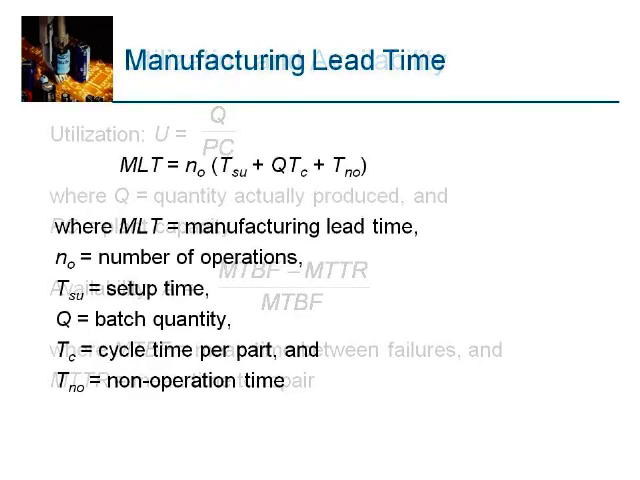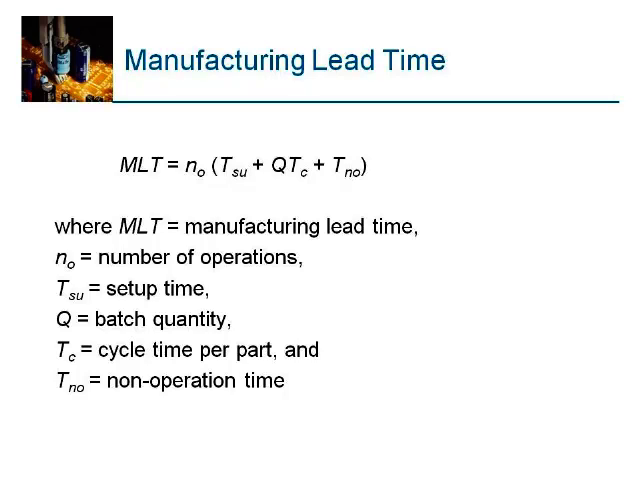And mean manufacturing lead time MLT is equal to NO into TSU plus Q TC plus TNO. This is a very popular equation. And work in process is availability into utilization into plant capacity into MLT divided by SW into HS.